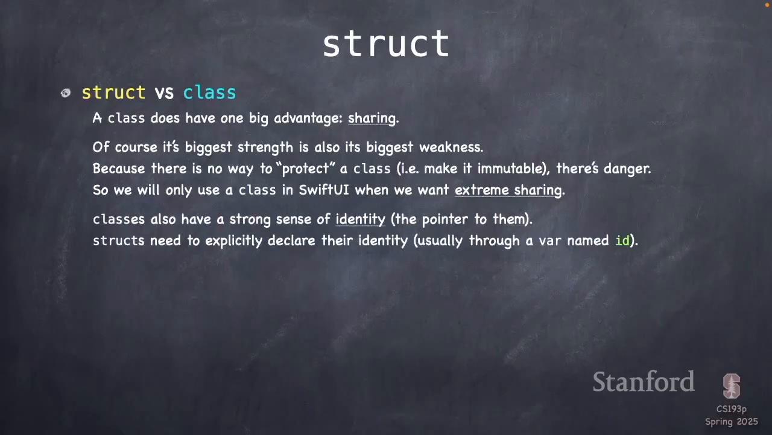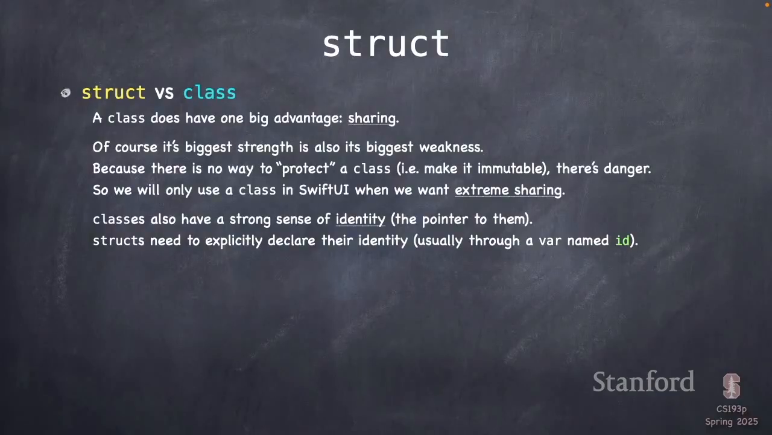Classes also have another big advantage. They have a very strong sense of their identity because they have a pointer. And that pointer is the same for everybody who has that pointer to that thing. It's the same pointer, so that is an identity for that thing that lives in the heap. Like in ForEach, remember in ForEach we had to do id: \.self, and we had to kind of tell the ForEach thing how to identify each of the things in the collection so we could match them up with the views. Well, when we do a ForEach, which is a collection of classes, boy, it's really easy to provide identity there.